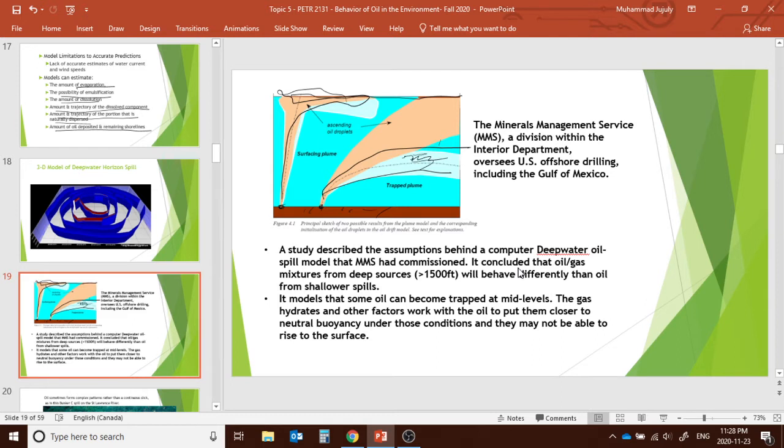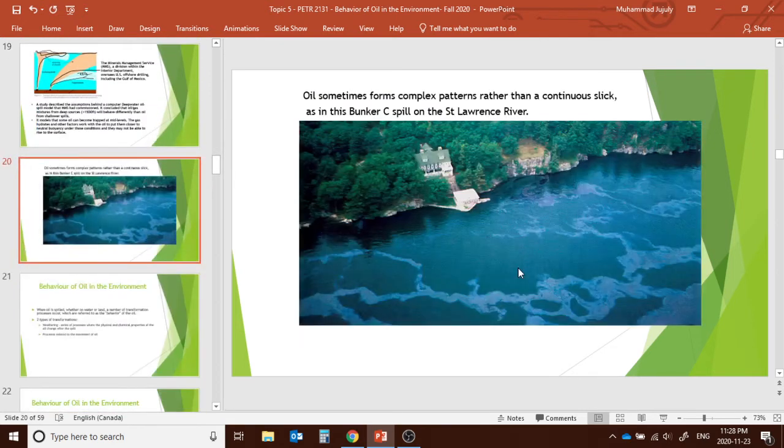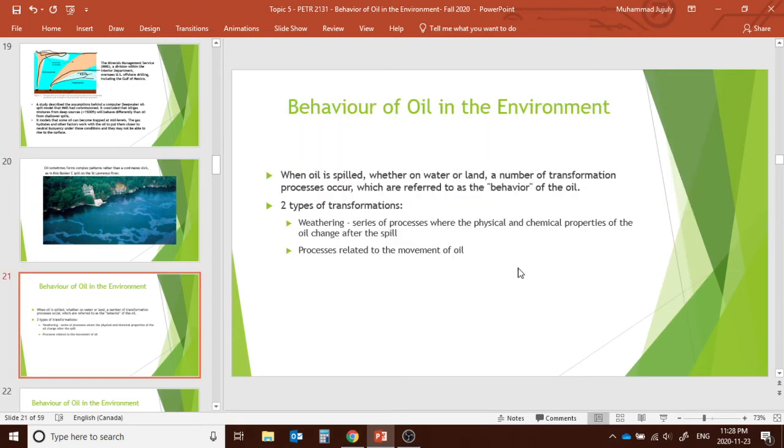I mean, those creatures can die due to the lack of the oxygen found in there. Now, this is one of the examples of how the bunker sea spilled in the St. Lawrence River, Canada. So when the oil spilled, whether on water or land, a number of transformation processes actually occurred. There are two major types of transformation, very important.